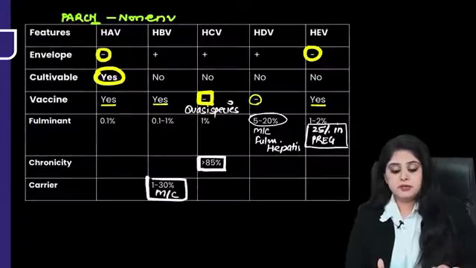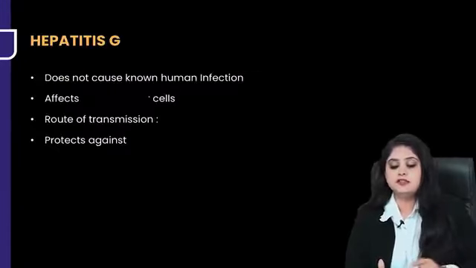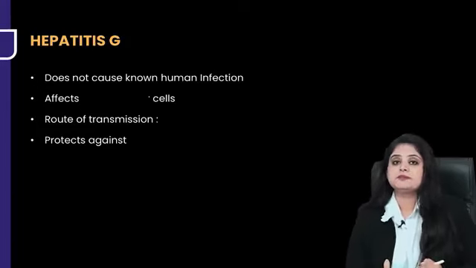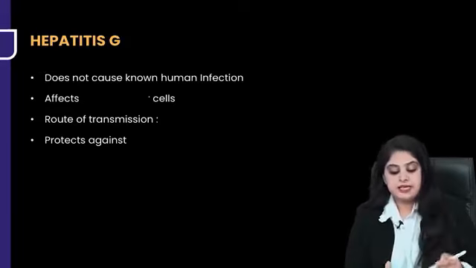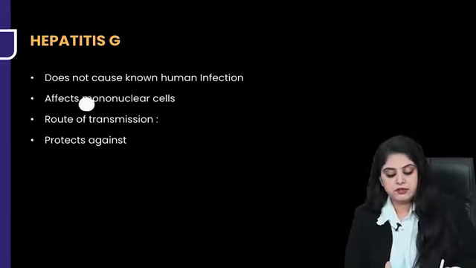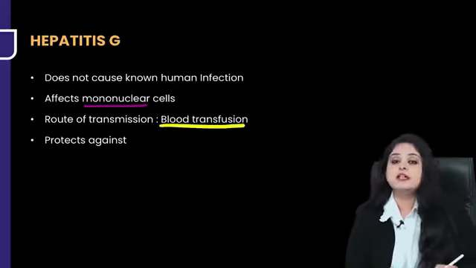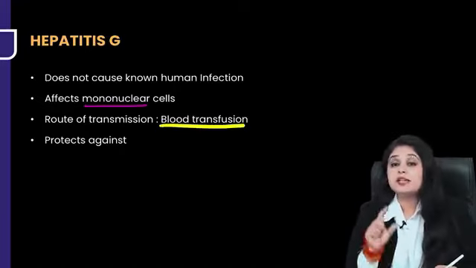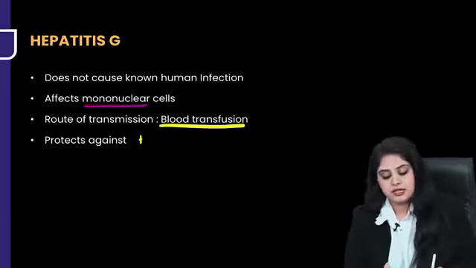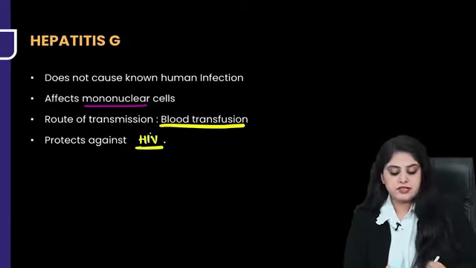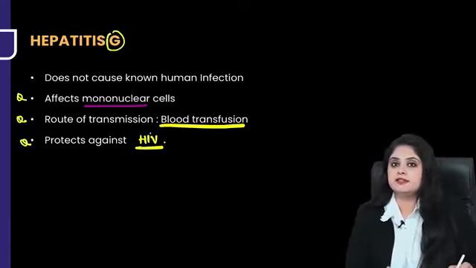Now you've understood the table, but did you notice that other than A, B, C, D, E, in medicine you are also taught something called hepatitis G. Although it is not known to cause any human infection, can it enter the cells? Yes. It can enter the mononuclear cells of the body. How does it enter our body? By means of blood transfusion. It doesn't cause hepatitis, but can it be protective against something? Yes, it is said to be protective against HIV. So these are some potential questions on hepatitis G that could be asked in the paper.